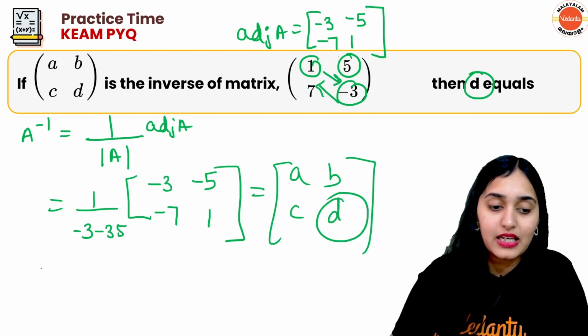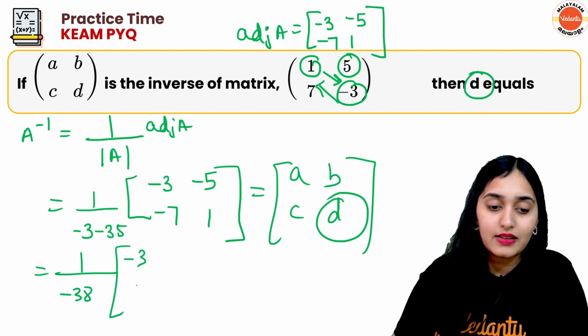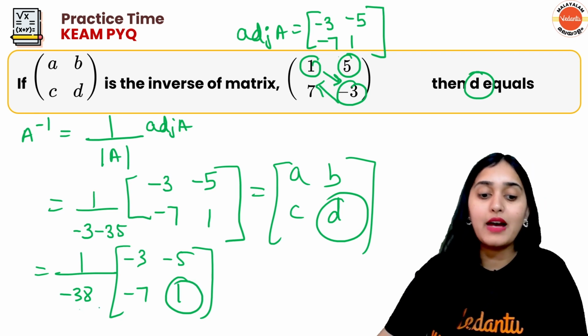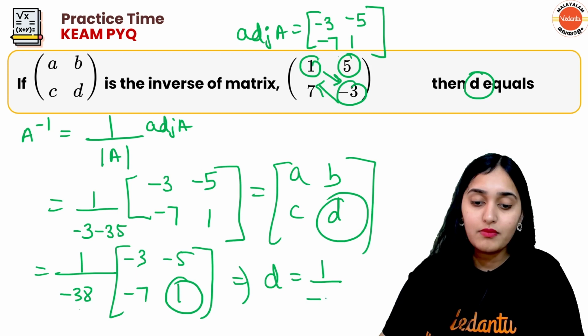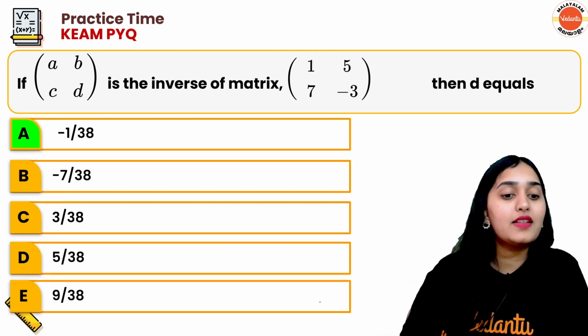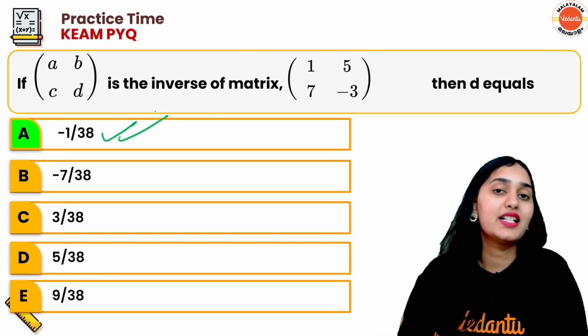In the place of D, you have 1 upon minus 38 into minus 3, minus 7, minus 5, 1. So, basically 1 upon minus 38. So, this implies that D is equal to 1 upon minus 38. This is your answer. Minus 1 by 38.